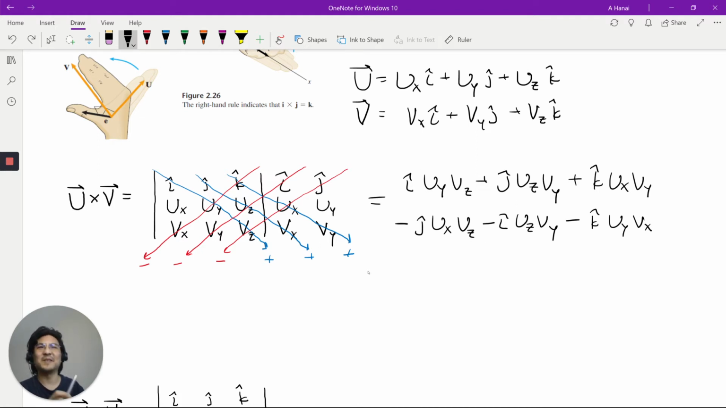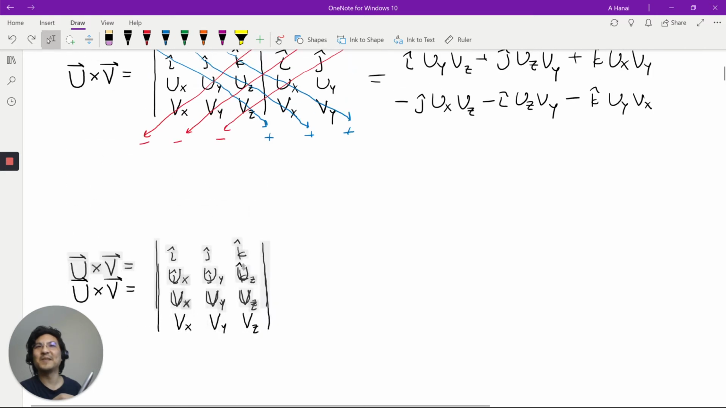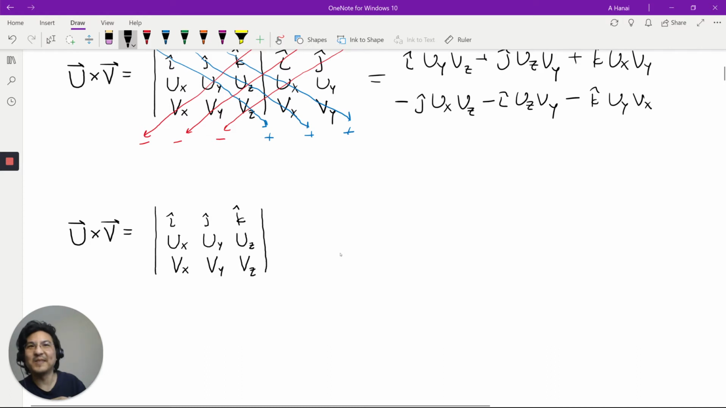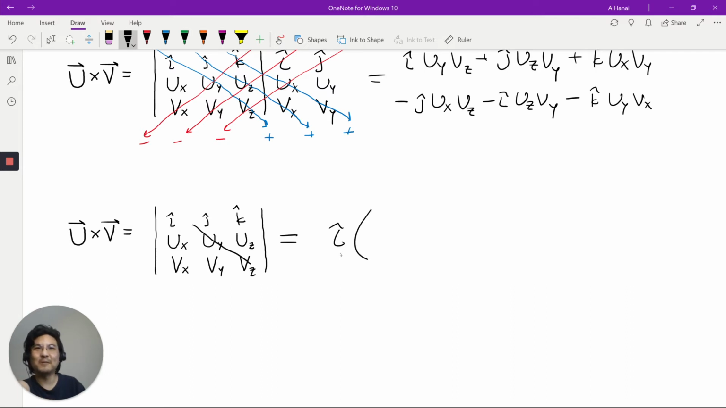Okay, so if you like that way, that's one way. Another way is what's called cofactor expansion, and it goes like this. So let's start with i hat. You just ignore that row and that column and look at what's left over here, and you multiply it kind of like a fish, like this times this minus this times this. So I go i hat and then this times this minus this times this. uy vz minus uz vy.